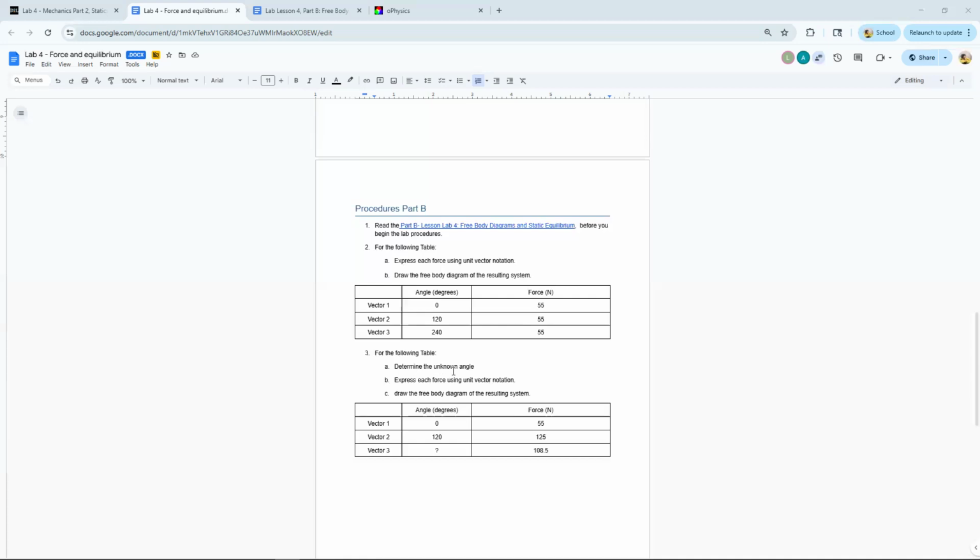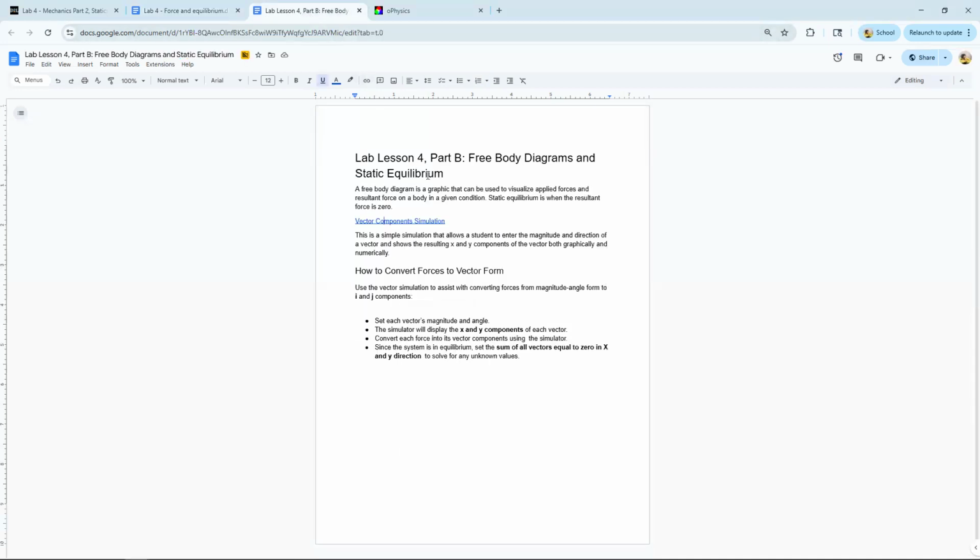For finding the unknown angle, the first step is finding all those vectors in I and J form. After that, you are going to add all x's together equals 0, all y's together equals 0, and then you can find the unknown components. If you look at lesson 4, there's a link here. If you click on it, you will see a lesson that shows you all the steps you can do in order to find the unknown value.